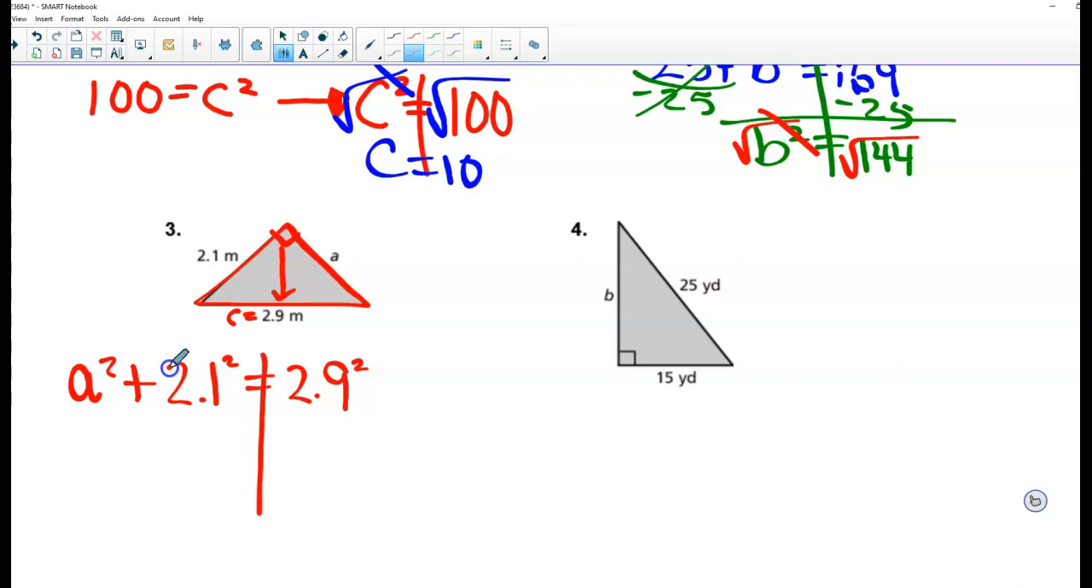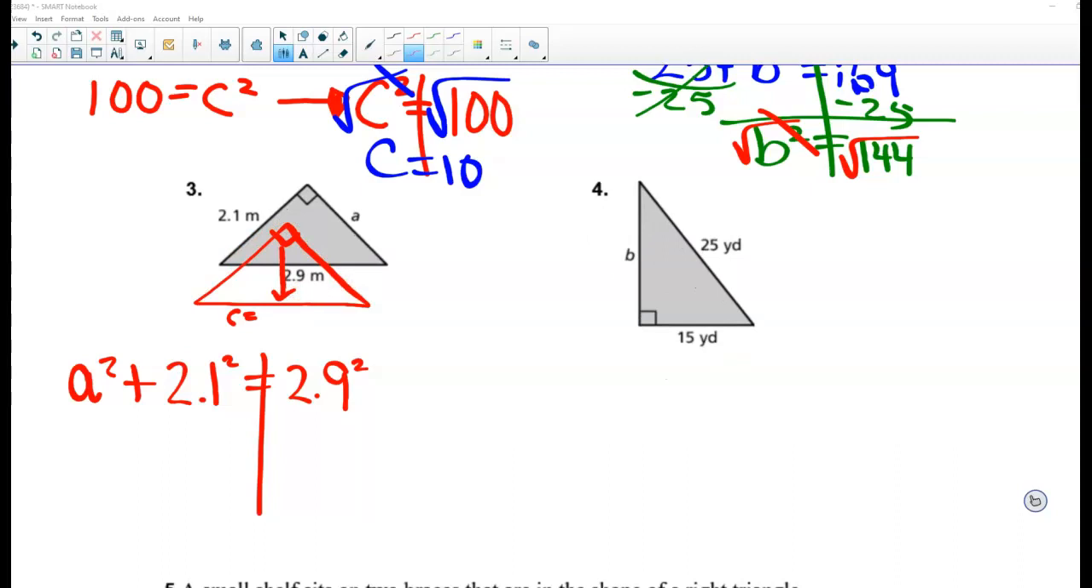Okay, so if we go ahead and square on this side, we'd be left with a squared plus, and then this is going to give us 4.41 because we have to work that out. And then we have to do 2.9 squared, which is 8.41. So when I put it in my calculator, I'm just putting the line to separate my work. And then we now have a two-step equation, just like the other one we did.